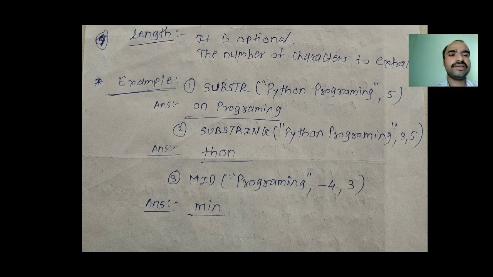The next one is mid. We have seen that the three are the same: substr, substring or mid. So programming comma -4 comma 3. Now see, minus means it starts counting from the right-hand side, a reverse counting. So G is 1, N is second, I is third and M is 4. So it starts with M and after that we want 3 characters. So the answer is MIN.